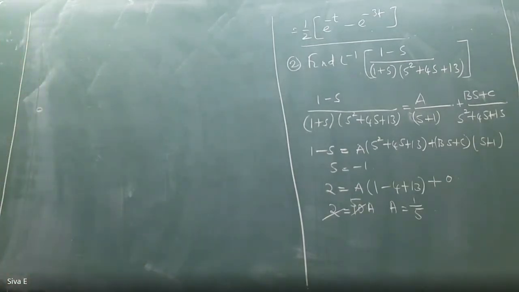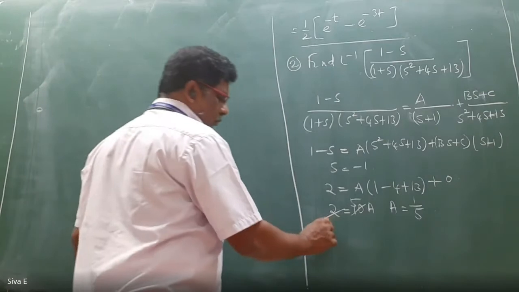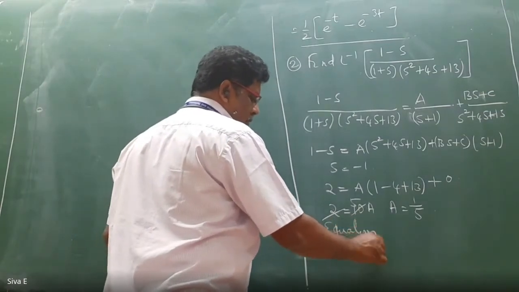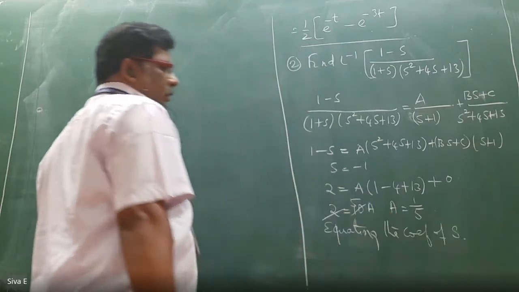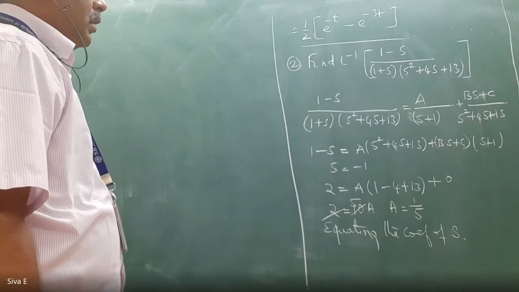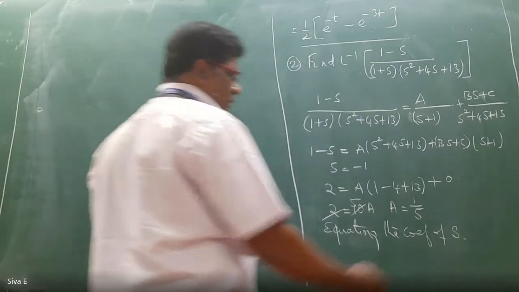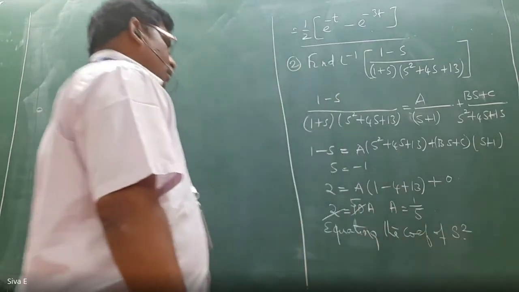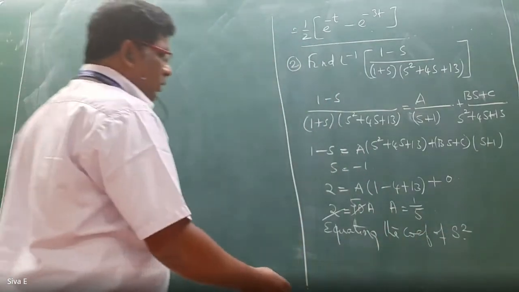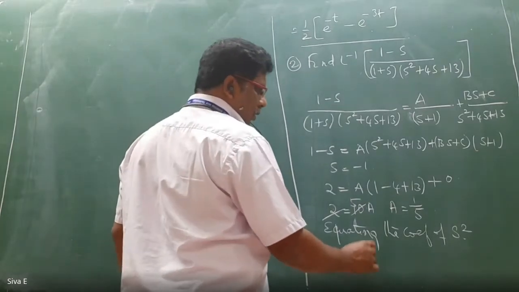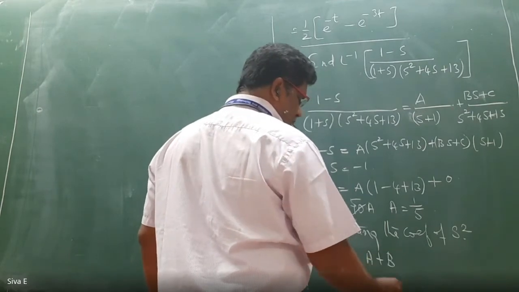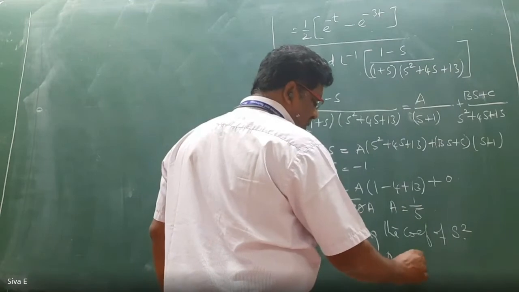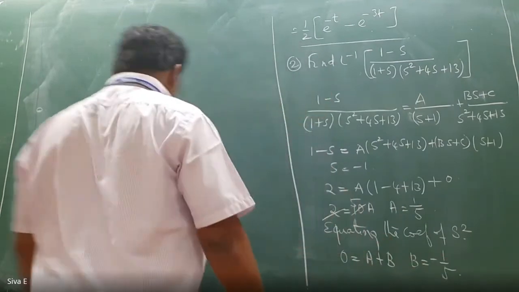How to find b and c value? Equating the coefficient of s, or equating the coefficient of s square we can do. The coefficient of s square: 0 equal to a plus b, so b equal to minus a, minus 1 by 5.